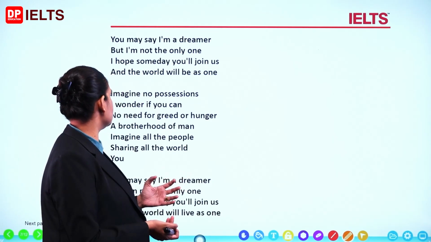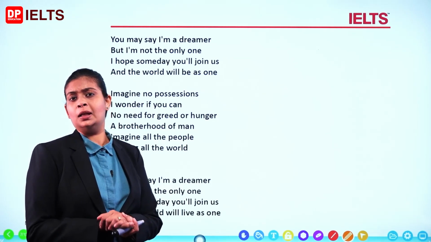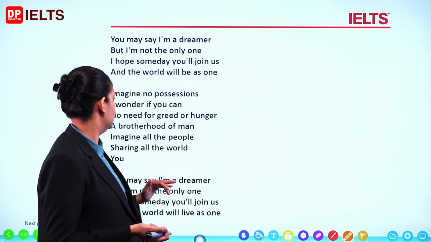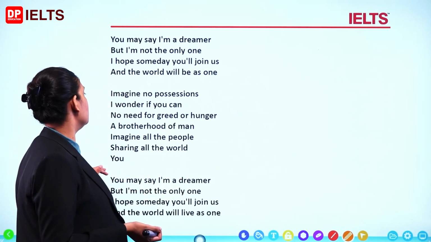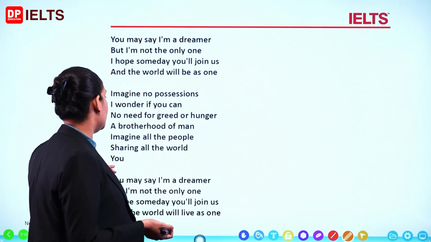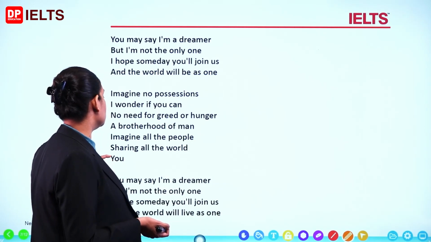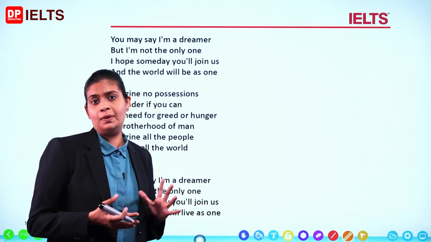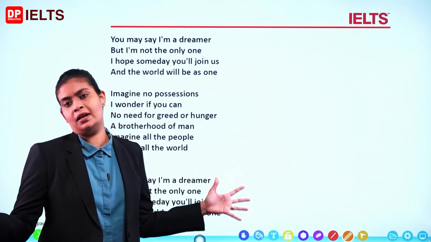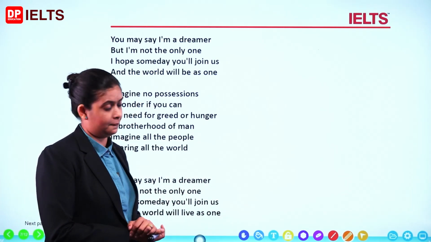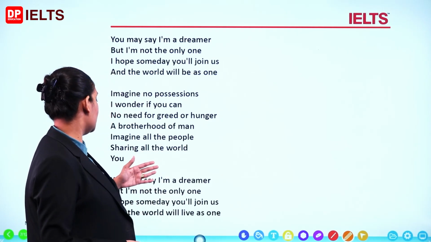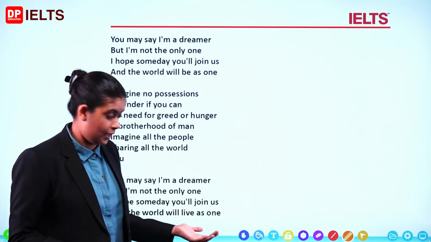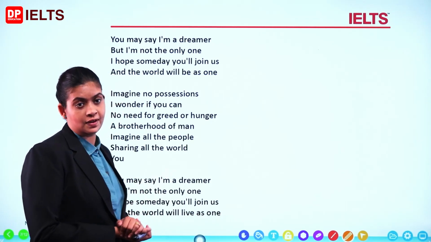Imagine no possessions. I wonder if you can. හිතන්න අපිට කිසිම දෙයක් අයිති නැහැ කියලා එහෙම හිතන්න පුළුවන්ද? No need for greed or hunger, a brotherhood of man. Imagine all the people sharing all the world. හිතන්න කිසිම කෙනෙකුට ලෝභකමක් බඩගින්නක් නැහැ. හැමෝම බෙදාගෙන කාලා බීලා සතුටින් ඉන්නවා. You may say I'm a dreamer, but I'm not the only one. I hope someday you'll join us and the world will live as one.